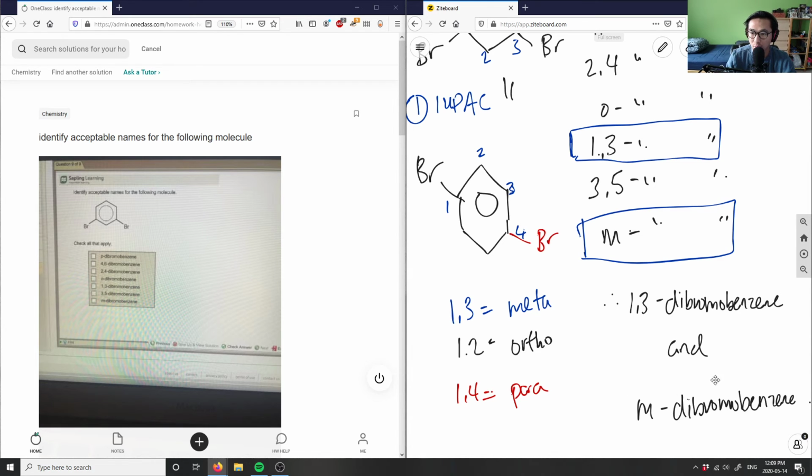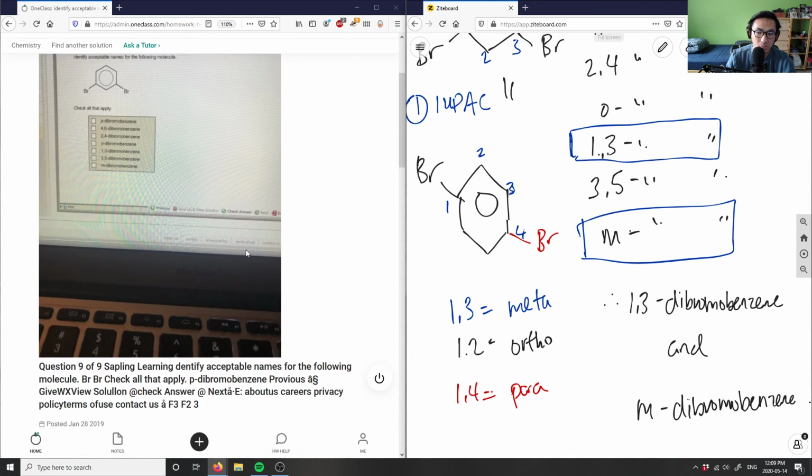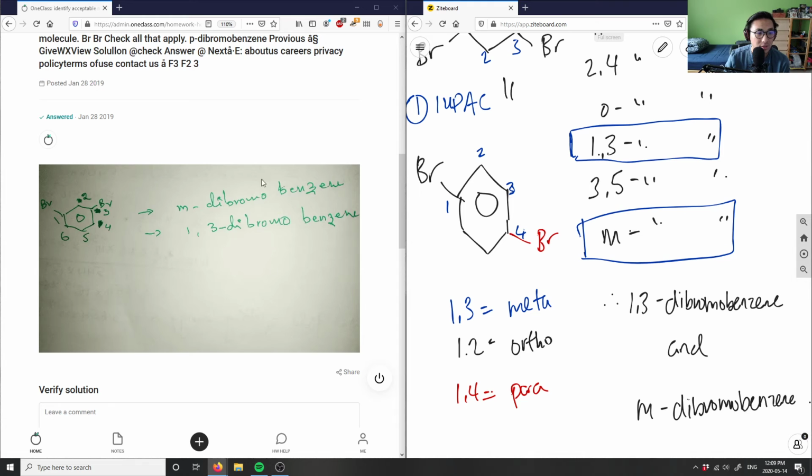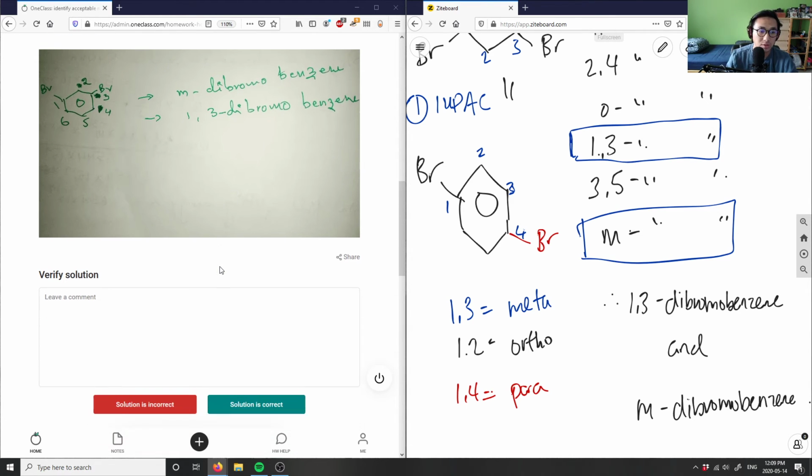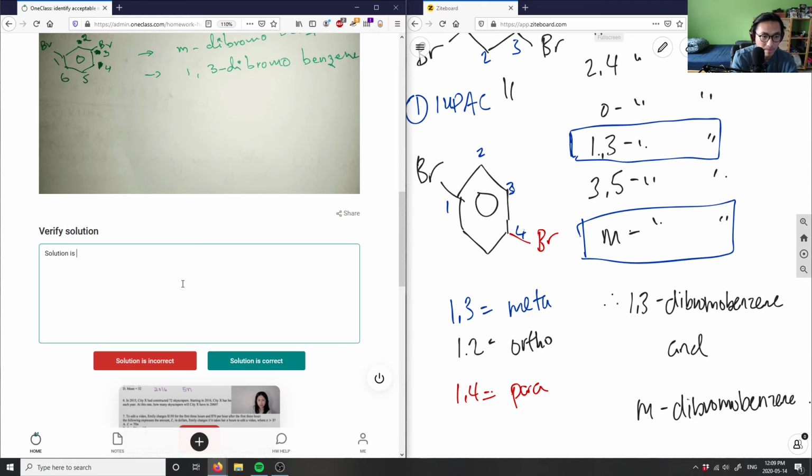So the solution here is 1, 3 dibromobenzene and M dibromobenzene. And as you can see here, they labeled the same thing. They have 1, 2, and 3 on these benzenes, which means it's M dibromobenzene, or 1, 3 dibromobenzene. So this solution here is correct. It's a good analysis as well.